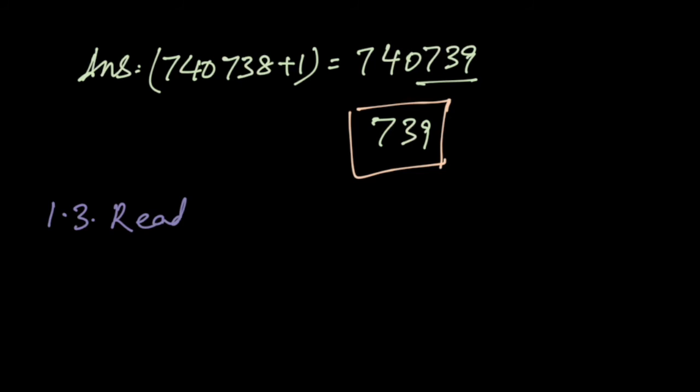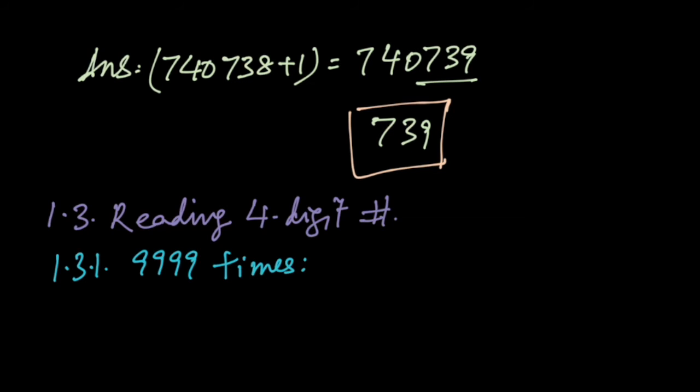Now let's do an example of reading 4-digit numbers. Here we are going to get the number in the form of 9999 times of the number. So we will follow these steps.